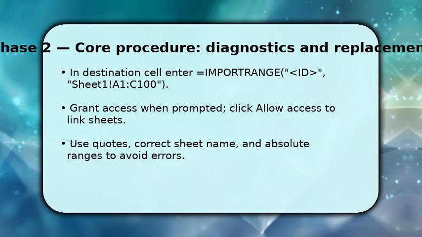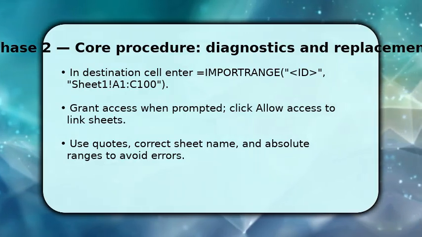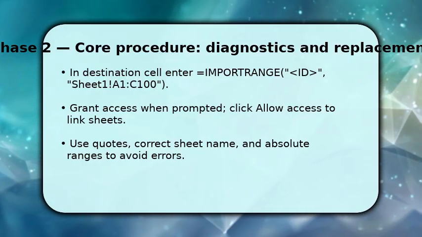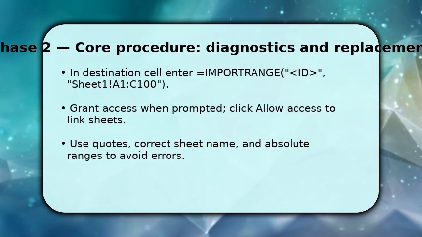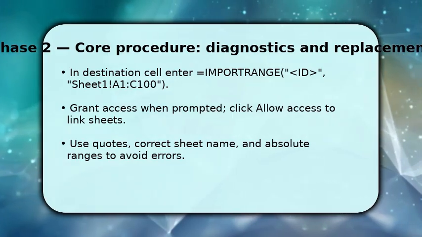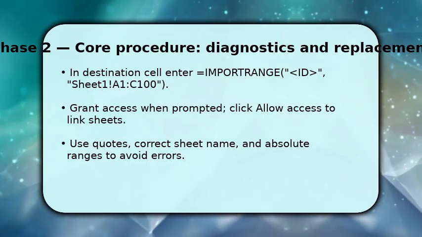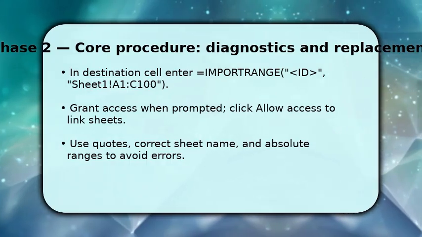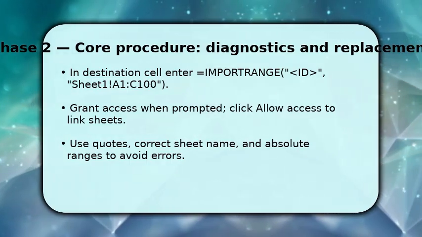Google Sheets will show a #REF! error until you grant permission, so click Allow Access. That step authorizes the connection. Make sure the sheet name exactly matches, including spaces and punctuation, and prefer absolute ranges to prevent accidental shifts. If you need selective columns, combine with QUERY or FILTER.